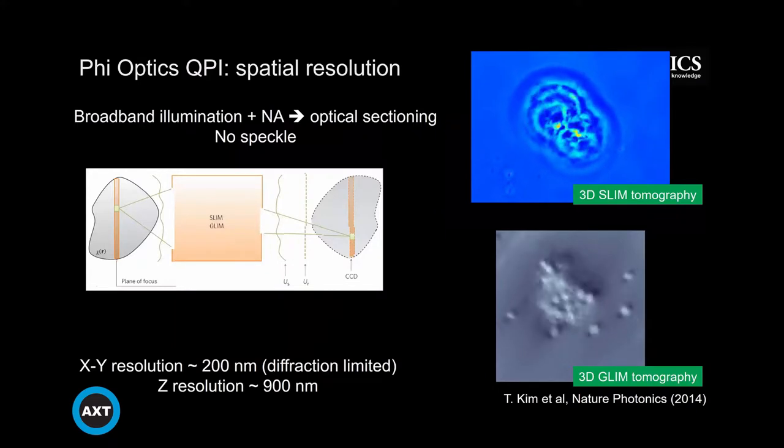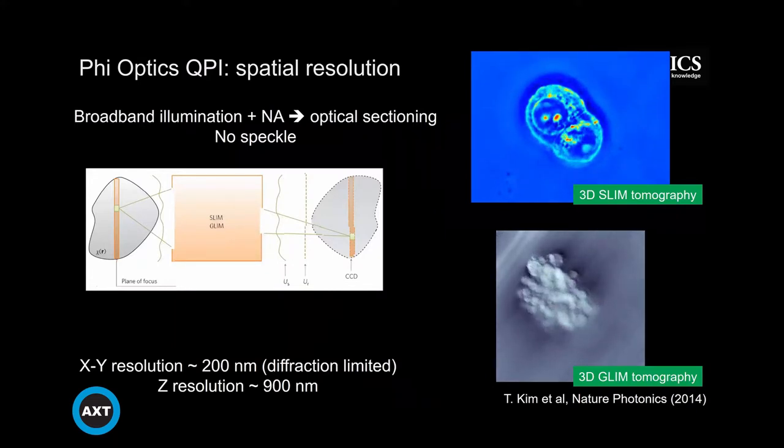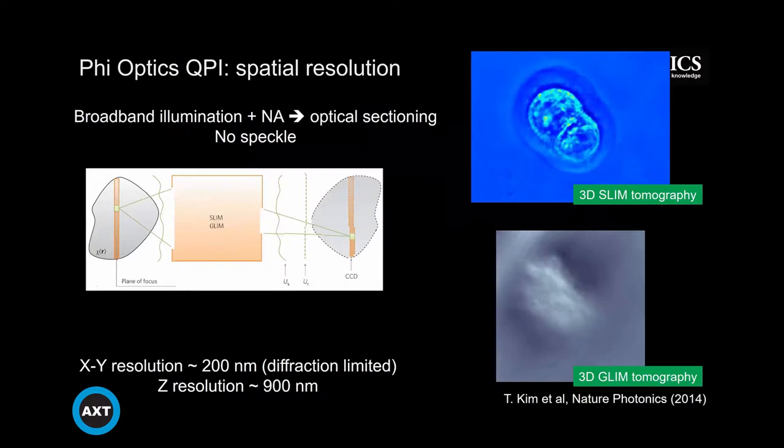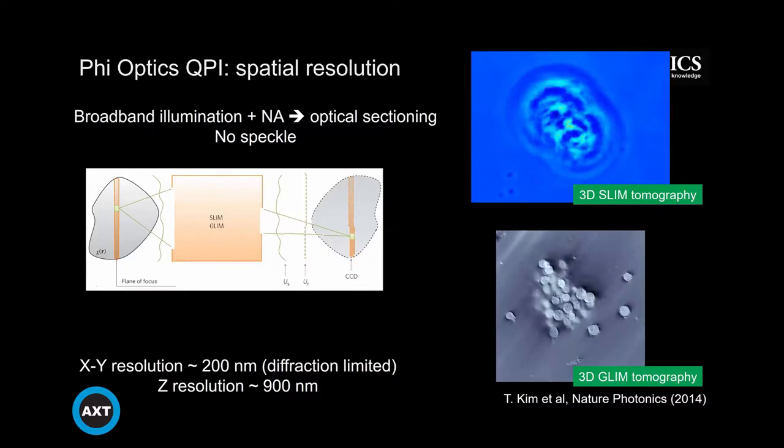A few specs about the systems. One is spatial resolution. In X and Y, the systems are both diffraction limited. So we're talking about 200 nanometers. They are wide field techniques, not confocal. In the Z, the resolution is on the order of about 900 nanometers for a numerical aperture of 1.4 NA.